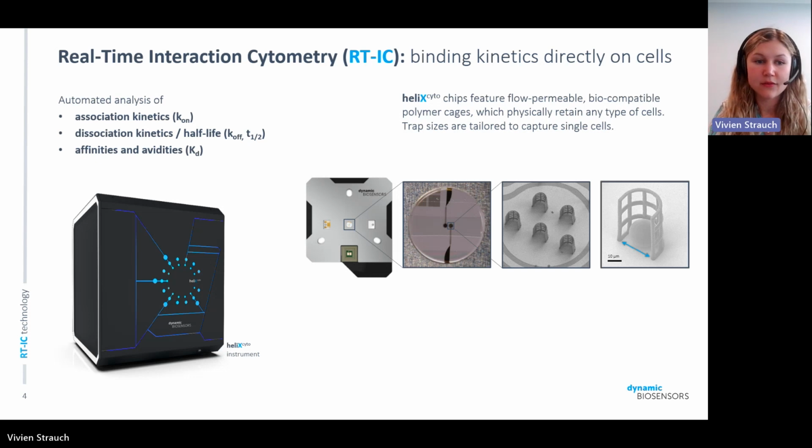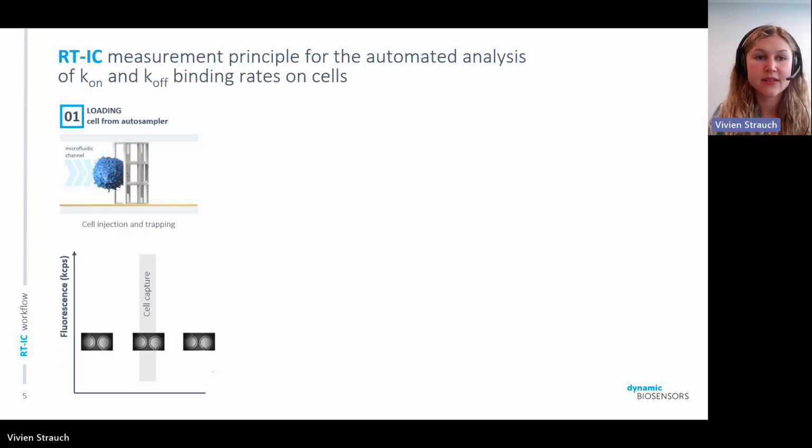I will now get to the workflow of an RTIC experiment, and it starts with this trapping of cells in these little cages. This is done automatically, so the autosampler will take up your cell sample and inject it into the microfluidic channel on the chip, and the cells will automatically be trapped in these cell traps. We will take snapshots of the chip surface so that you can control whether the cell capture was actually successful and how many cells you captured on the cell traps.